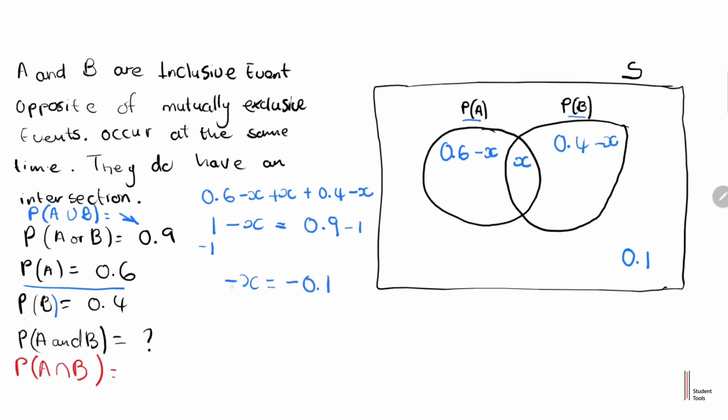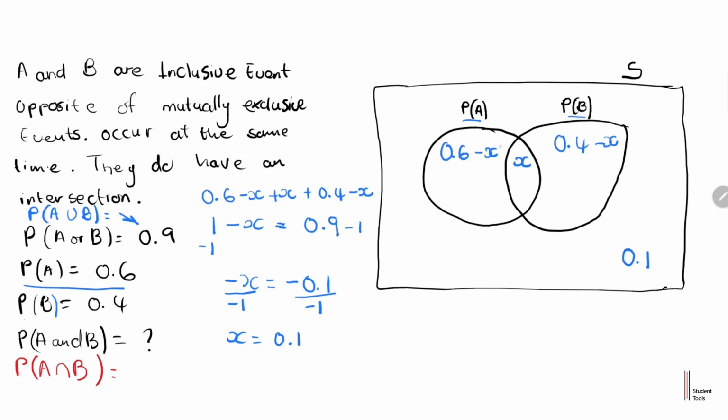But then we have a negative X here. We don't want a minus X. We want a positive X as the subject of the formula. So to do that, we will divide by negative 1 on both sides. So X will be equal to negative 0.1 divided by negative 1. That is a positive 0.1. So that means our intersection is equal to 0.1.